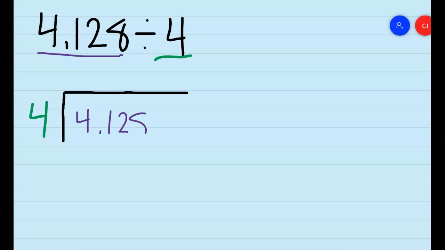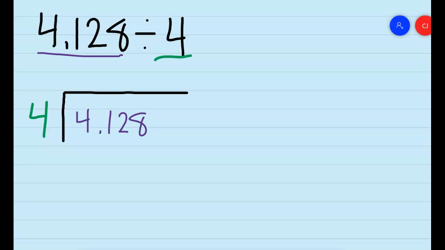So what you're going to do is you're going to start drawing kind of like a half area model. You're going to stop there. You're going to put your divisor of 4 on the outside, and your dividend is going to go in. So our dividend is 4,128, and this is going to go long down the page.